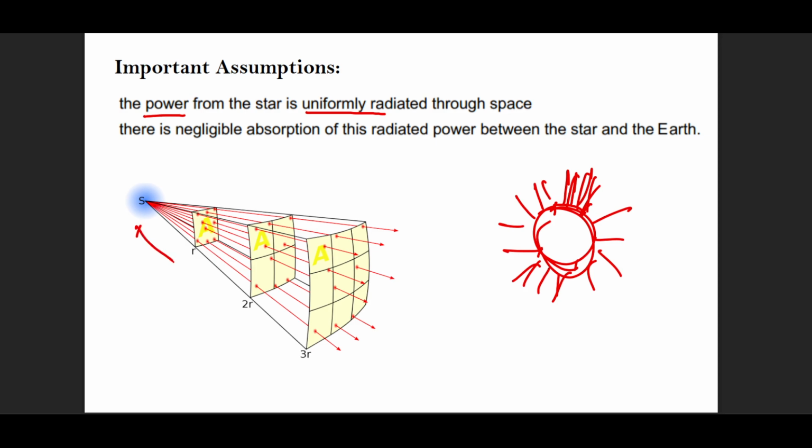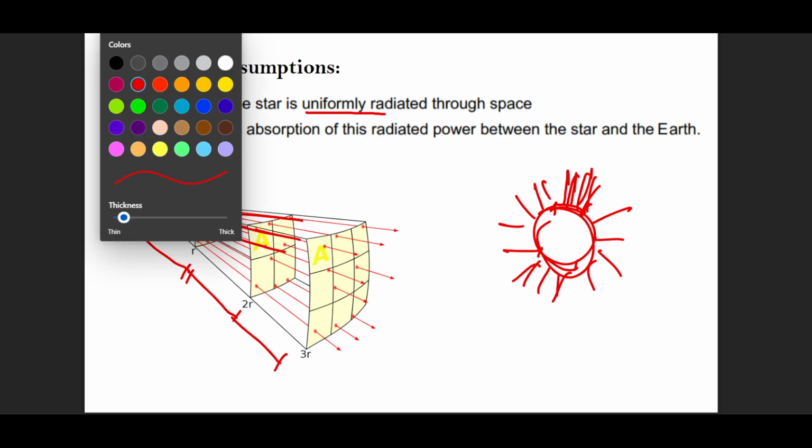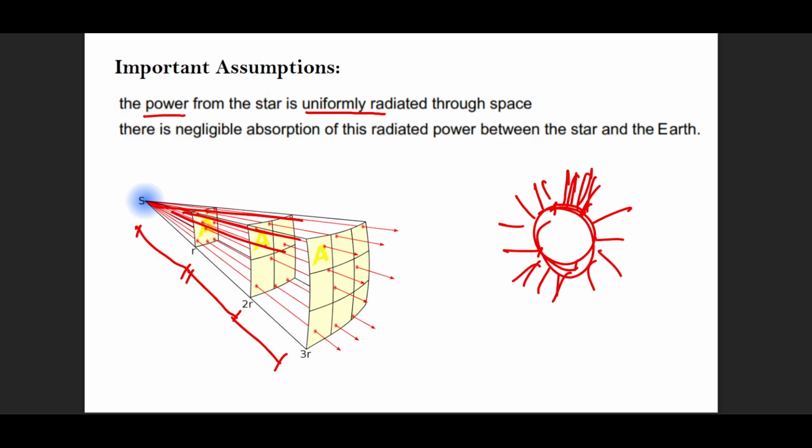And as you move away in terms of distance from the star, the radiation is spreading out again uniformly throughout the surface areas encountered by those radiations. The second idea is negligible absorption through space. When it is moving through space and when it reaches us, and when we observe it, we assume that there is no absorption in the medium or in the distance it traveled from the star up to our own eyes or detectors.